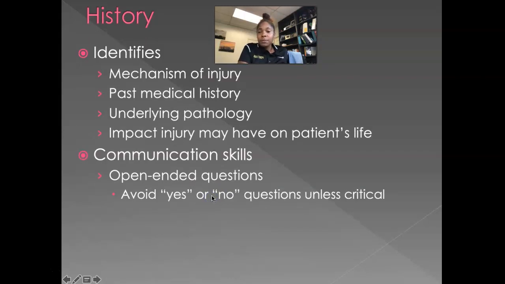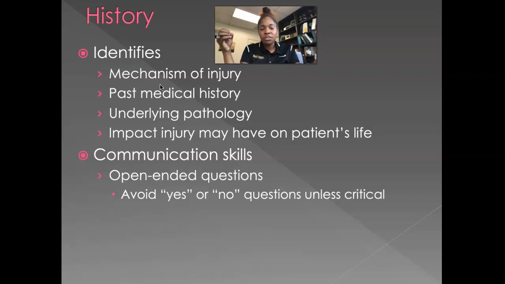Okay, so as we begin to navigate into the history section of this online lecture, let's talk about what history is. History is important because it's going to help you identify the mechanism of the injury. That's a question that you're going to ask that patient. It's also a good connection piece for you to figure out what the previous history is for that particular patient. And this becomes important, like past history. Do you have to go back to when that patient was a child?